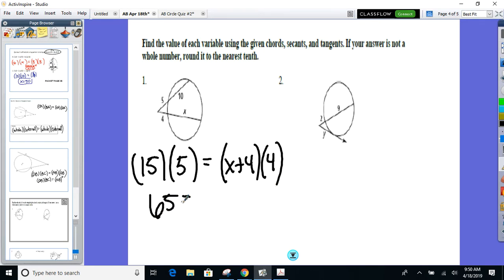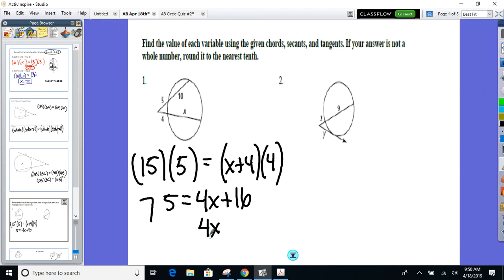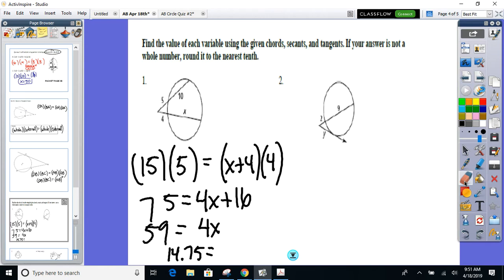65 equals 4x plus 16. 4x equals 59, oh boy, we're going to have to round here. 59 divided by 4, 14.75 equals x. It said nearest tenth, though. Read your own directions, Carlino. 14.8.